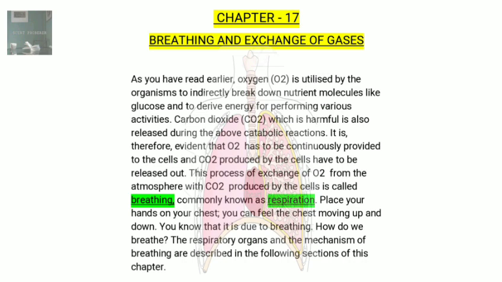This process of exchange of O2 from the atmosphere with CO2 produced by the cells is called breathing, commonly known as respiration. In most of the plants and animal species, the process of respiration at cellular level involves use of oxygen for oxidation and simultaneous release of carbon dioxide. This type of respiration is known as aerobic respiration. Such respiration may be direct, that is, exchange of gases takes place without any respiratory organs, or indirect, which involves respiratory organs such as skin, gills, lungs, etc.